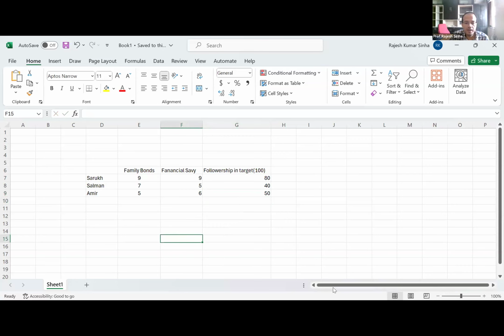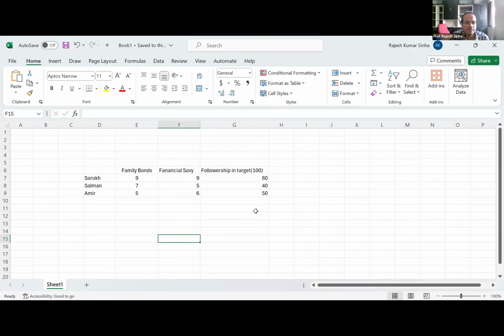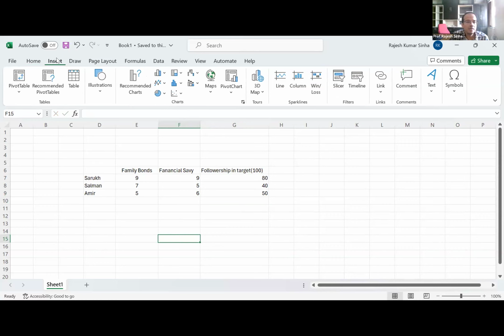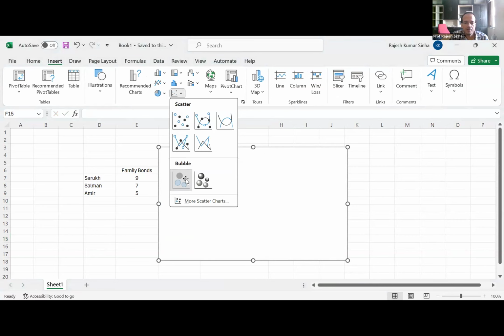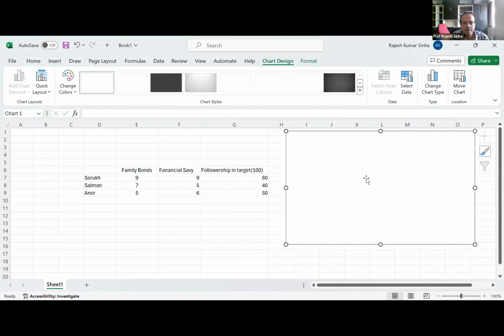Now, I want to make a two-dimensional perceptual map out of these values. How to go about doing that? It's very simple, but the simple thing should not be overlooked. Just go to Insert, click on Charts. You have a scatter chart and you have a bubble chart. I am clicking on bubble chart. On this bubble chart, it is totally blank, because I have not highlighted anything.